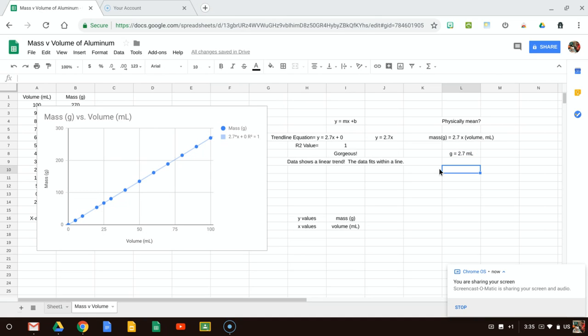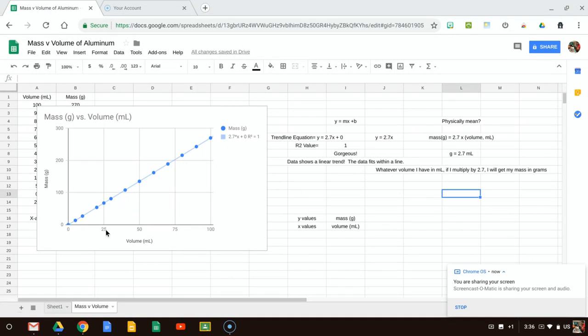Okay? So what this is saying is that whatever value I have for my volume in milliliters, if I multiply by 2.7, I will get my mass in grams. So that is the physical meaning of aluminum. This is where we're talking about aluminum here. That is the physical meaning of aluminum's equation, that if I take my volume and multiply it by 2.7, I'll get my mass in grams.